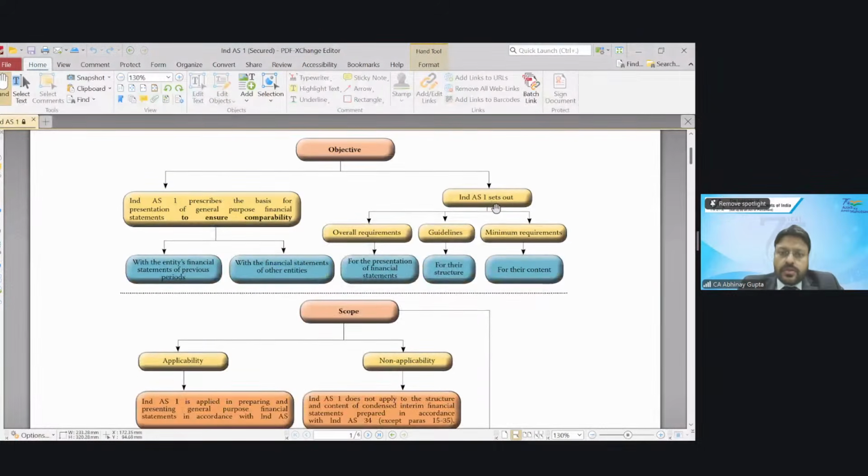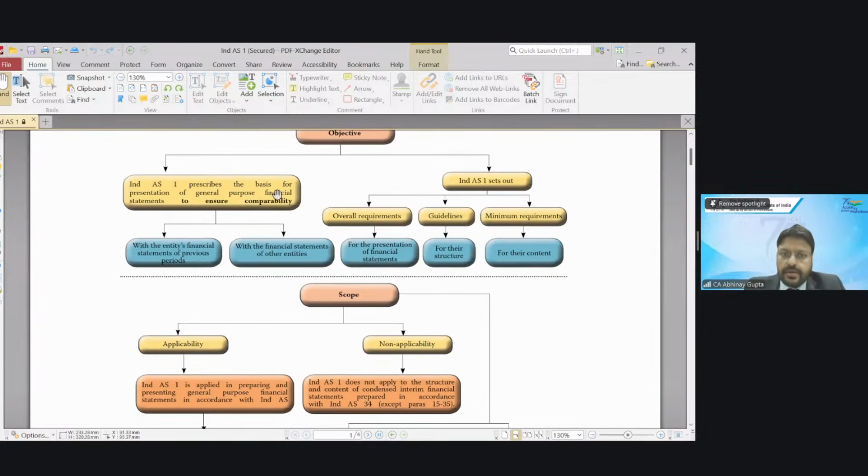So as you know, the objective of Ind AS 1 is to prescribe the basis for the presentation, right? This we have already studied in detail in our regular classes. So what do we mean by presentation? Presentation means how we are going to prepare and present our financial statements under the Ind AS, right? And what all statements would be considered as part of this financial statement set? So what are those items?